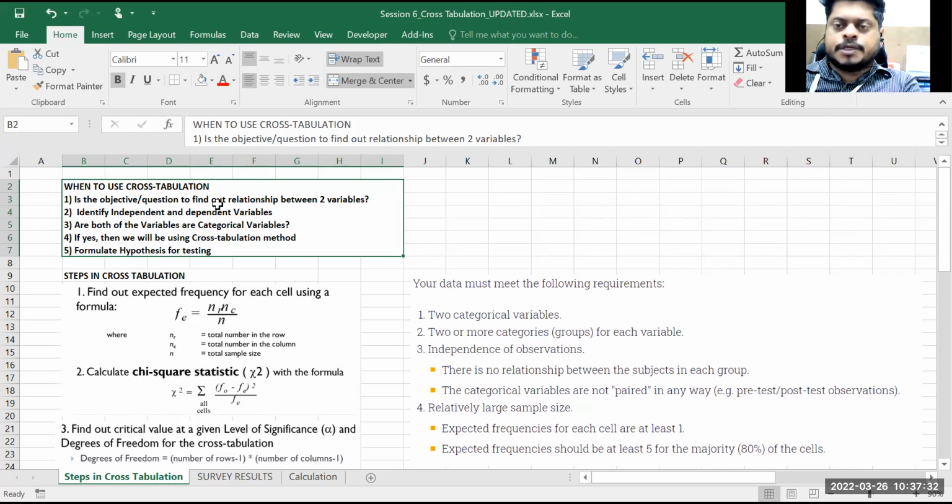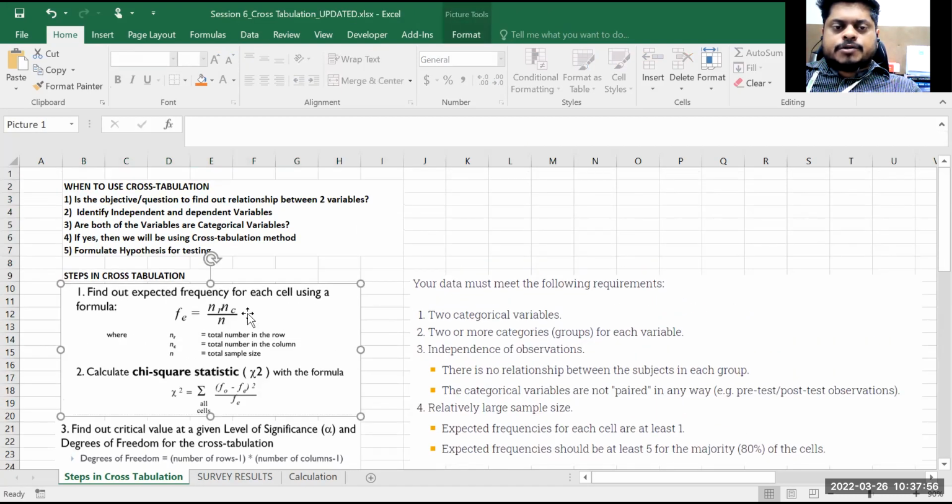My research objective is to find out, because that is something interesting. If I can find out, yes, depending upon your gender, depending upon your age group, the number of hours you spend on social media changes, that is something interesting. That is something new which I can find out. So that becomes my alternate hypothesis. Null hypothesis, obviously, status quo, no relationship between gender and the number of hours you spend on social media, right?